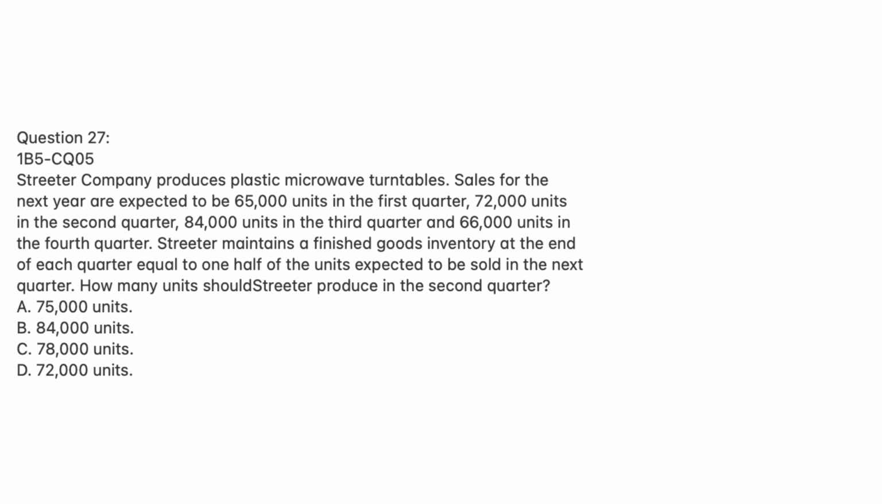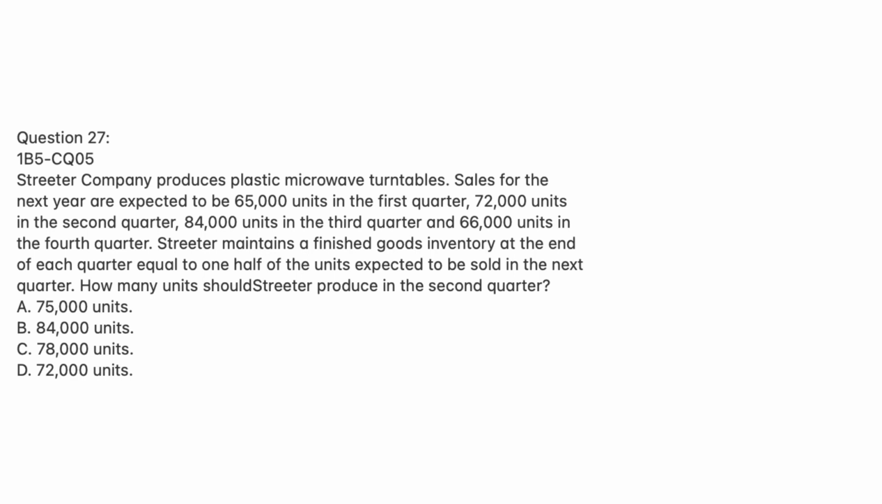1B5CQ05. Streeter Company produces plastic microwave turntables. Sales for the next year are expected to be 65,000 units in the first quarter, 72,000 units in the second quarter, 84,000 units in the third quarter and 66,000 units in the fourth quarter. Streeter maintains a finished goods inventory at the end of each quarter equal to 1/2 of the units expected to be sold in the next quarter.